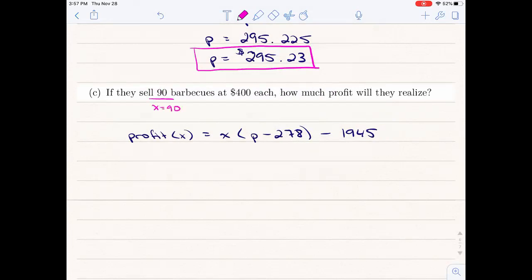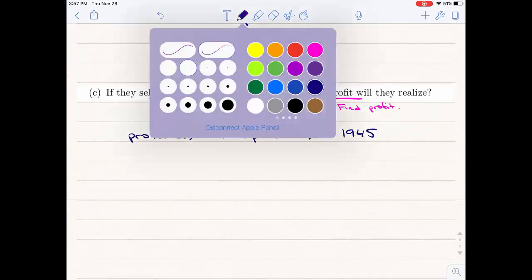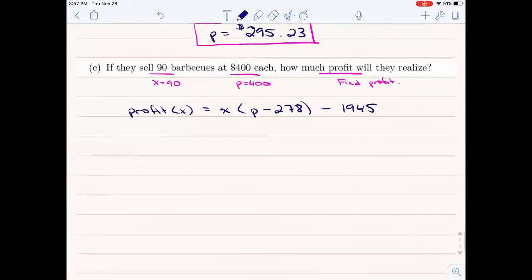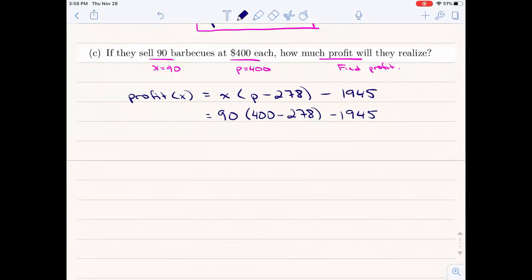So X is 90 now, P is 400, and we have to find the profit. So if we're forcing X to be 90, P to be 400, and then we can subtract 278 and then minus 1945. This one's even easier, right? Because all the math is on the right-hand side. Starting inside your brackets, you have 400 minus 278, and then multiply.